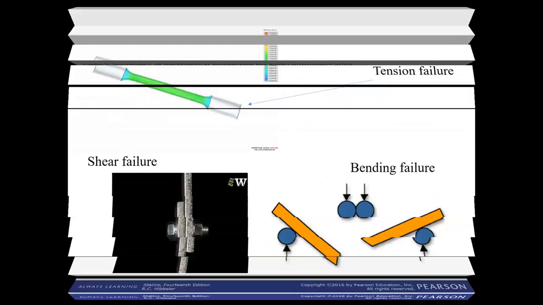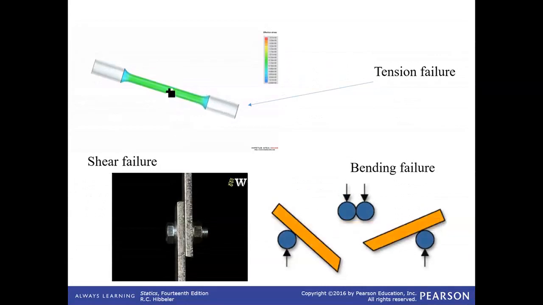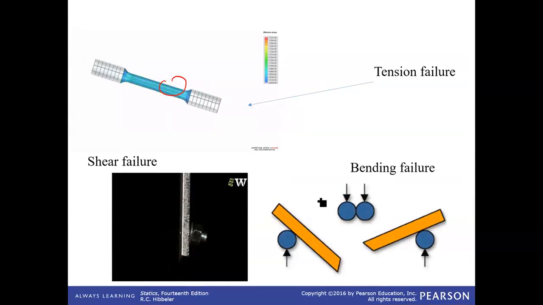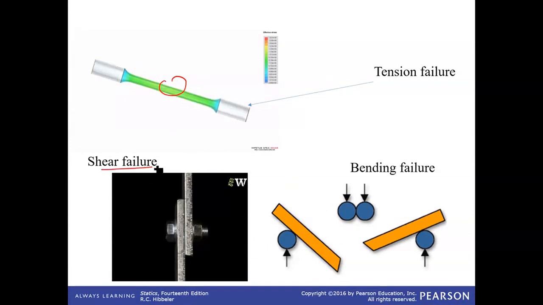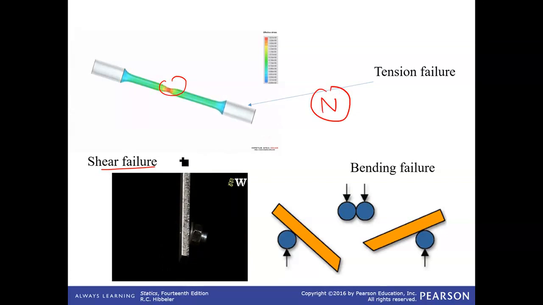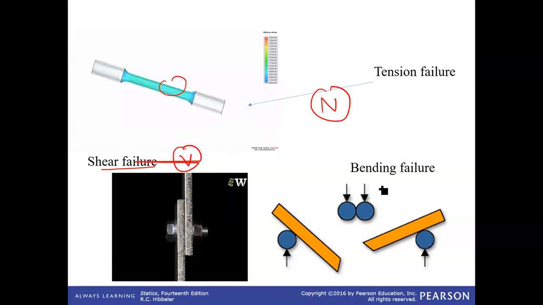So now all three internal forces in one diagram. Normal force is perpendicular to the cross section. Bending moment is because of the bending load, and shear force is parallel to the cross section. We use letter N to define the normal force, V to define shear force, and M to define bending moment.